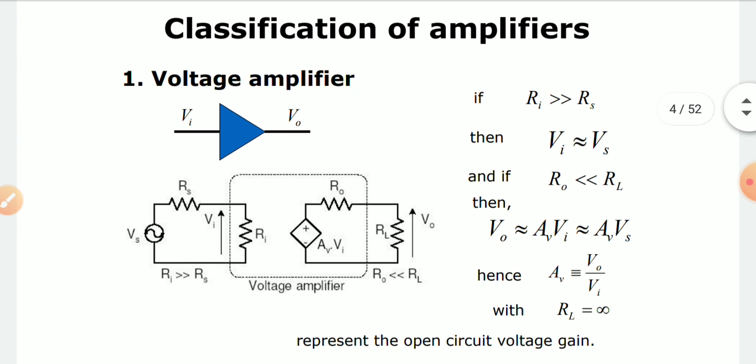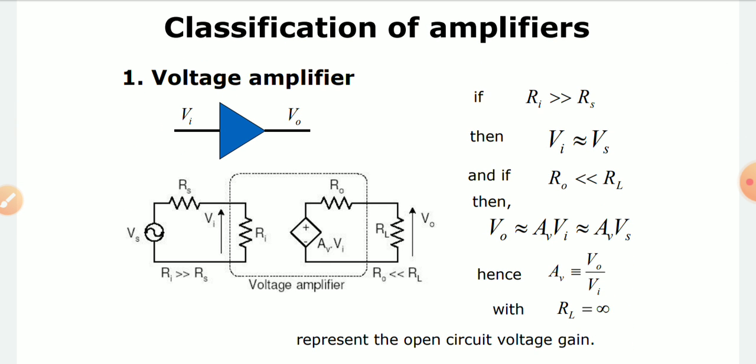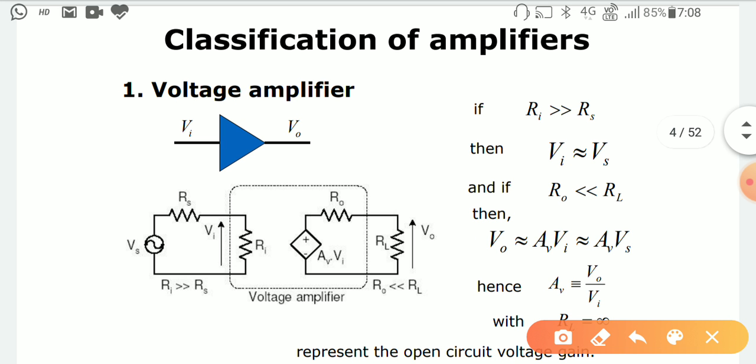Considering the voltage amplifier, this blue colored triangle is the symbol of the amplifier. Their parameters are Vi for the input representation, and V0 for the output representation. For any kind of device, the input and output combination can be arranged to represent the amplifier.